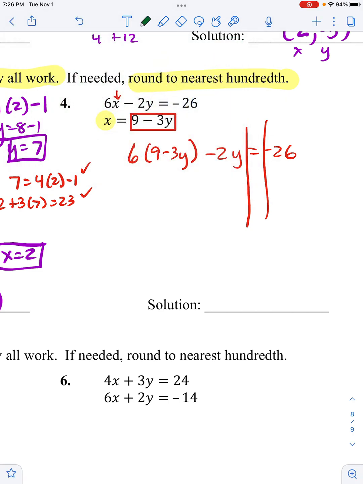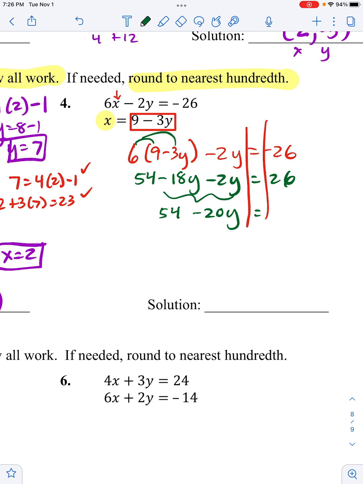So I'm going to distribute this. I'm going to put these two together. Since they're on the same side, I can combine those like terms. I'm going to take away that 54 over to the other side. And so that gives me negative 20y equals negative 28. This one's going to be yucky in that I'm not going to get a whole number.